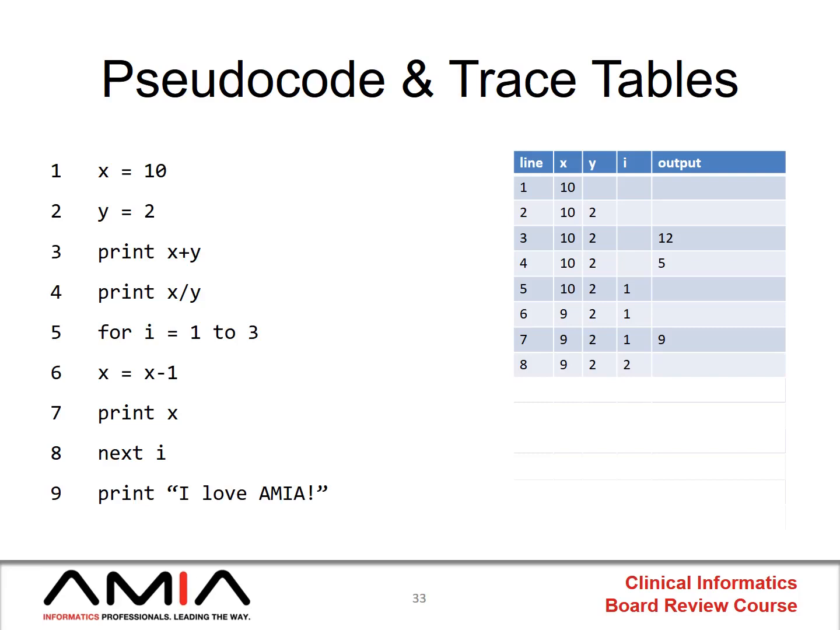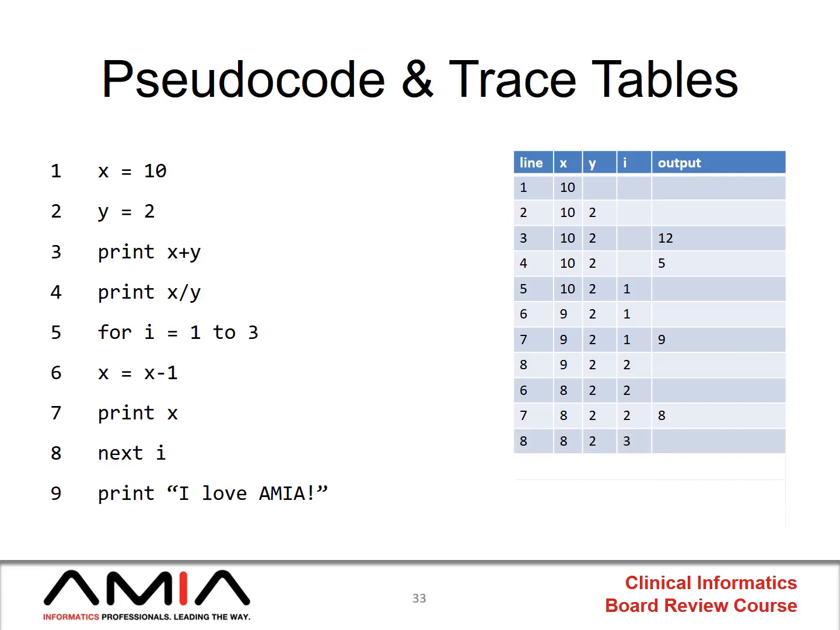I advance I by 1, so now I is equal to 2. And I skip back to the line after my for next statement, which is line 6. So I go from line 8 to line 6. Now I subtract 1 from x again, so x is equal to 8, Y is 2, I is still 2. I go to line 7, where I'm going to print that number 8 on the screen.